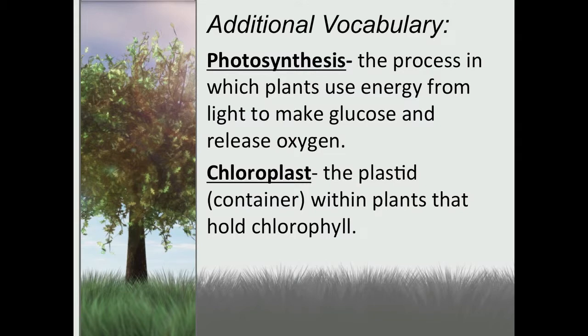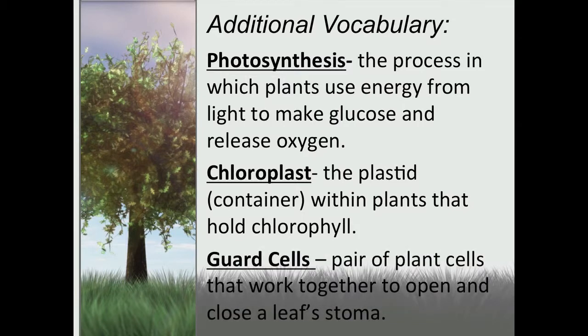Chloroplast is the plastid within plants that holds chlorophyll. And plastid just means container, but it's a cell. It's a cell membrane within the plant leaves. So it's alive. It moves and grows with the plant. The plastid within plants that holds chlorophyll.